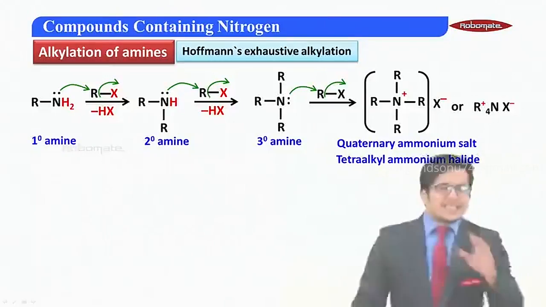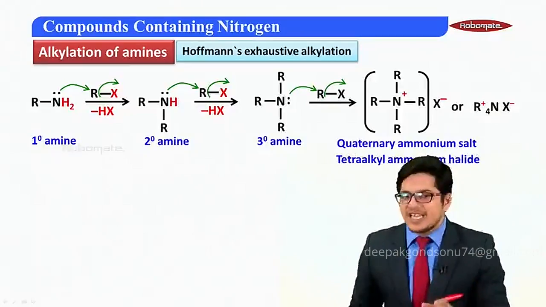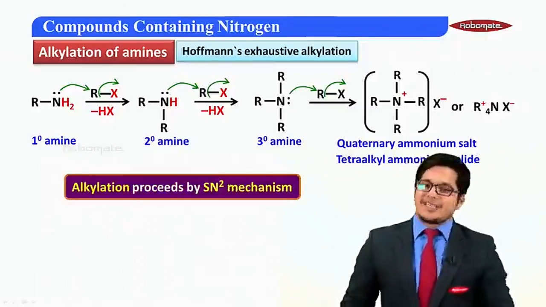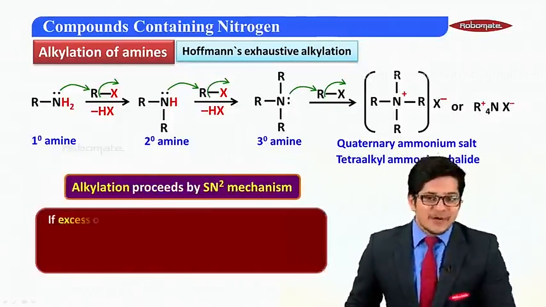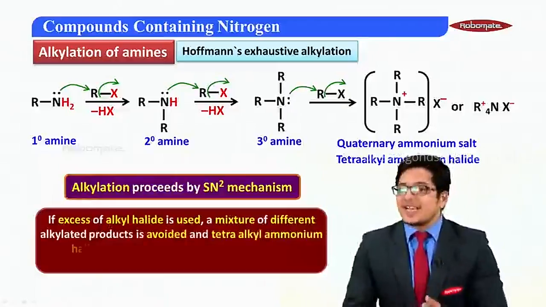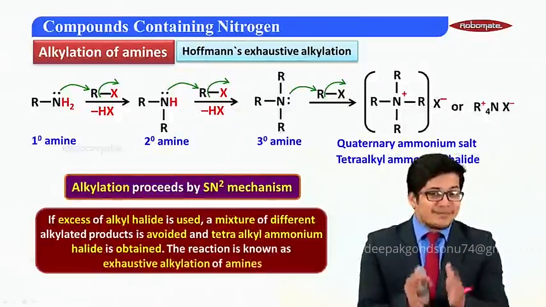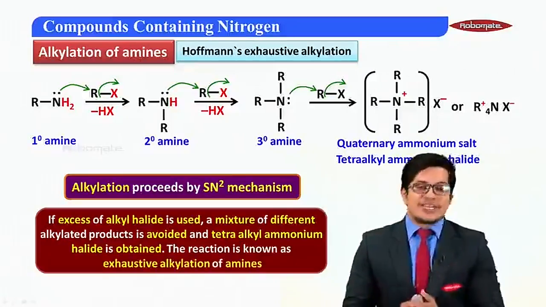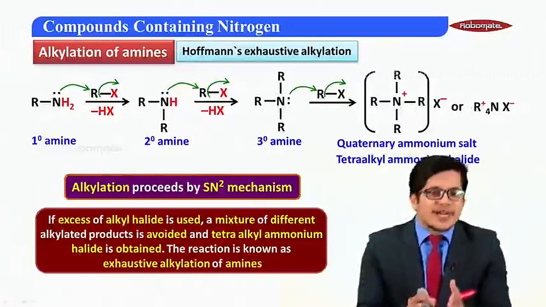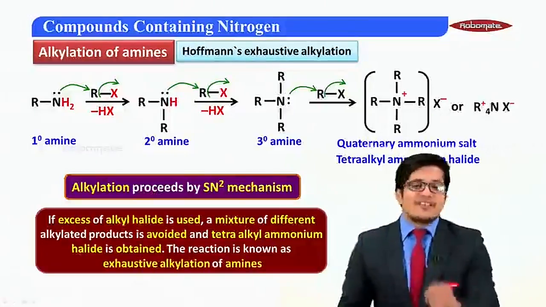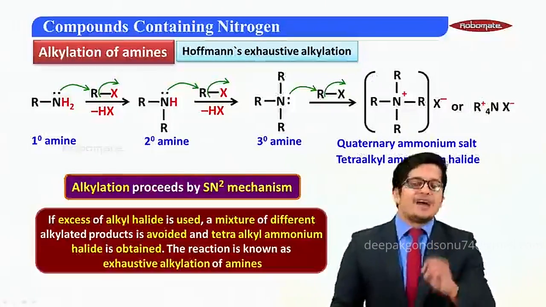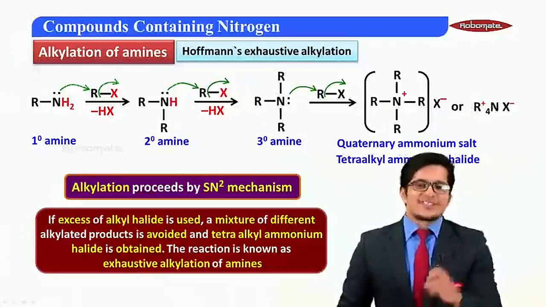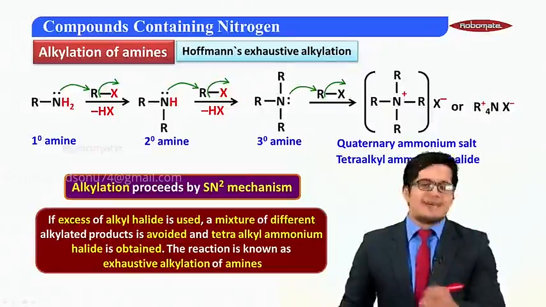Let's see the next point. This entire reaction which we have seen is an example of an SN2 mechanism. And the further point: if excess of alkyl halide is used, the mixture of different alkylated products is avoided. And who would be the major product? The major product would be tetraalkyl ammonium halide. And this reaction is therefore known as exhaustive alkylation of amines.